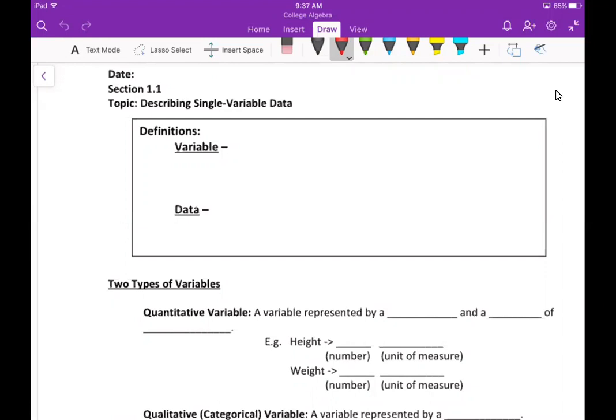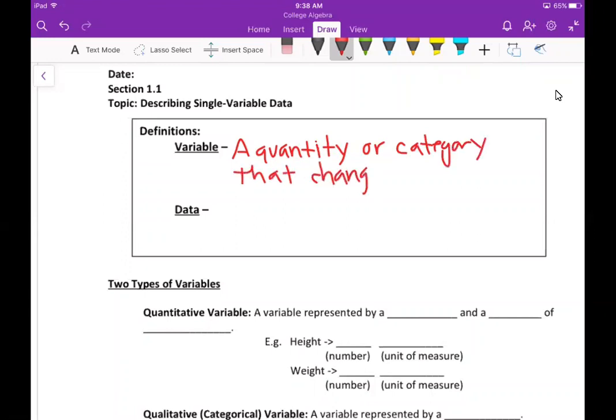So a variable is just a quantity or category that changes. It's that thing that we're interested in that's changing, and typically we're trying to find out why it's changing or what's causing it to change. Here we go, we've got a quantity or category that changes. That's what a variable is. So it's the thing we're interested in looking at.